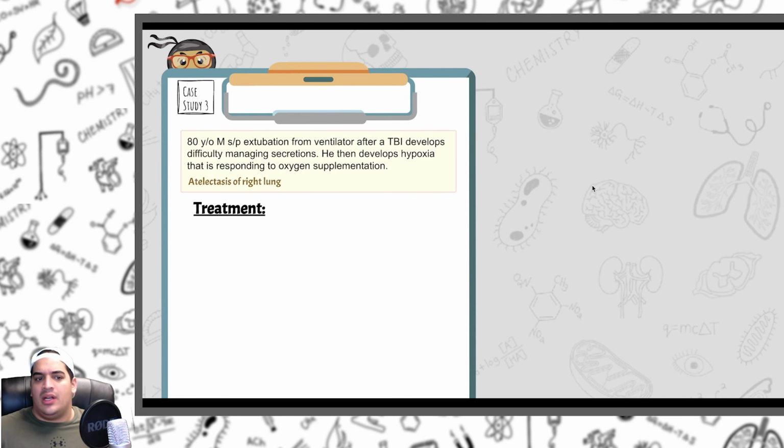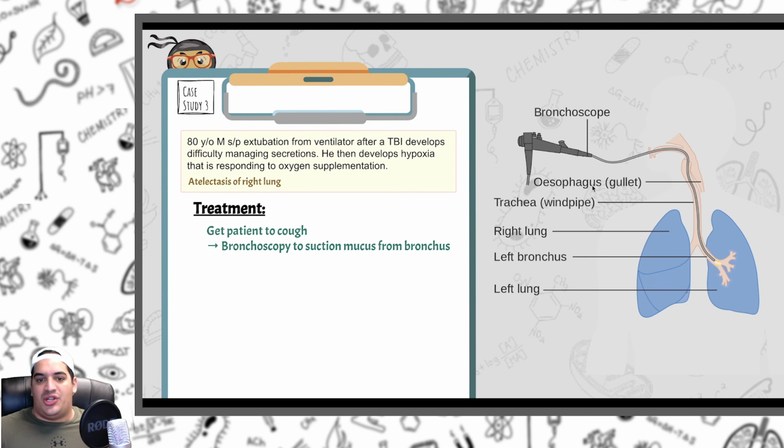For these patients, generally just bronch them or try to suction up the actual secretions in that right side of the lung. But generally, an oral Yankauer suction isn't going to be enough. Sometimes you can try to do a nasotracheal suction, but oftentimes you have to put a tube down the airway and do what's called a bronchoscopy and suction some of that mucus from the bronchus to improve them.